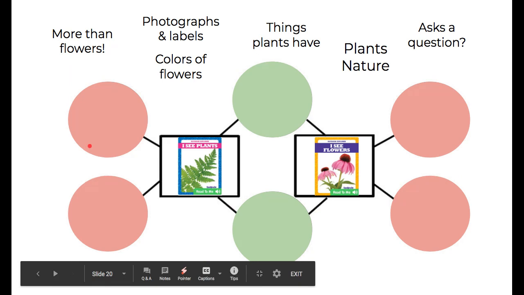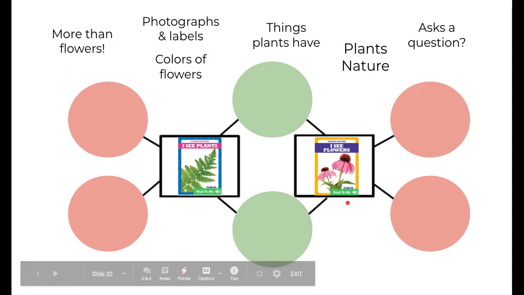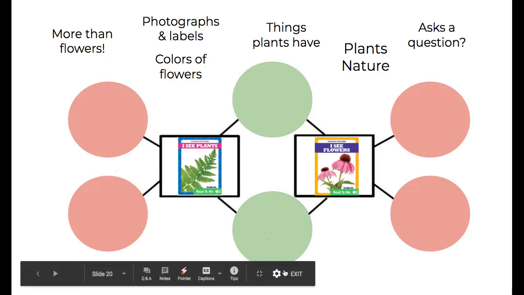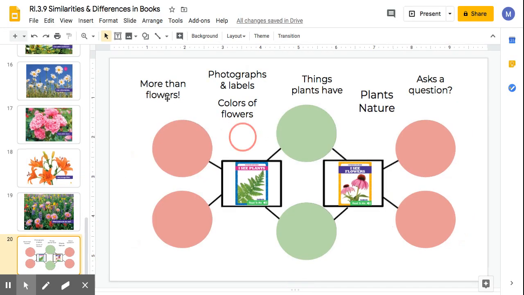Okay, so that's the end of both of our books, I See Plants and I See Flowers. Pretty short and simple. Now it's time to use our tool to talk about the things that might be the same or different between the books. So I'm going to exit out of this screen, and we're going to use my little pointer to move some of this stuff around. So here are some things about the main idea and the key details from each book. We're going to organize them now.